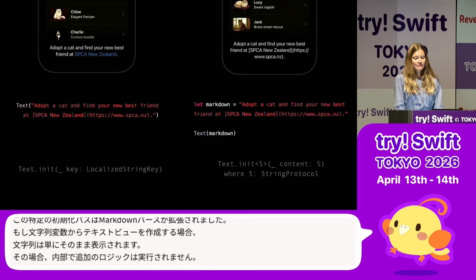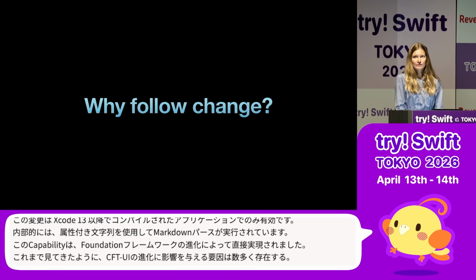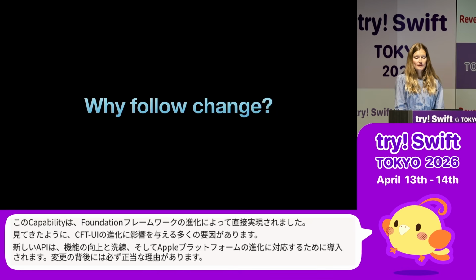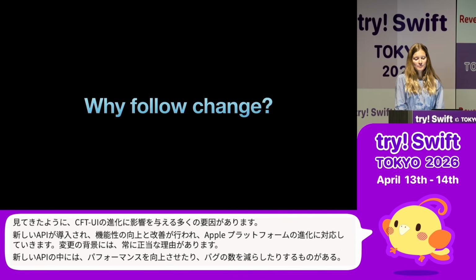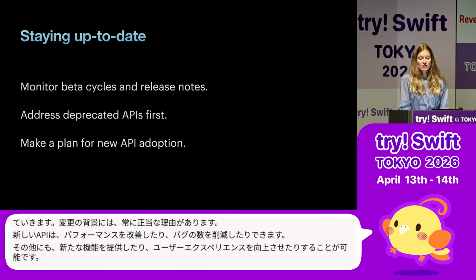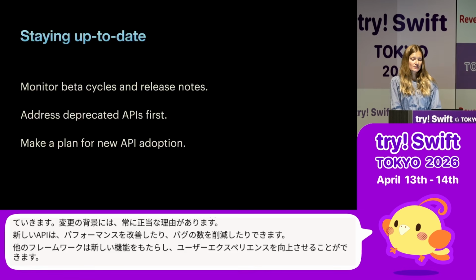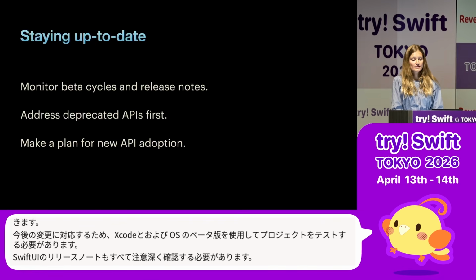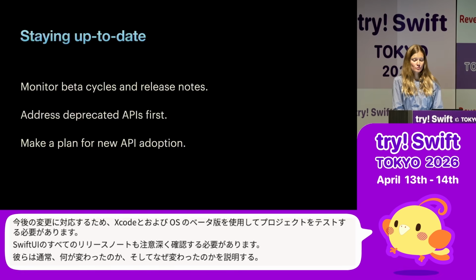As we have seen, there are many factors that influence the evolution of SwiftUI. New APIs are introduced to improve and refine functionality and to keep up with the evolution of Apple platforms. There is always a good reason behind the change. Some new APIs can improve performance or reduce the number of bugs. Others can bring new capabilities and improve user experience. To be aware of the upcoming changes, we should test our projects with beta Xcode and beta OS versions. We should also carefully review all the release notes of SwiftUI. They usually explain what changed and why. Sometimes they even mention issues and include recommended workarounds.